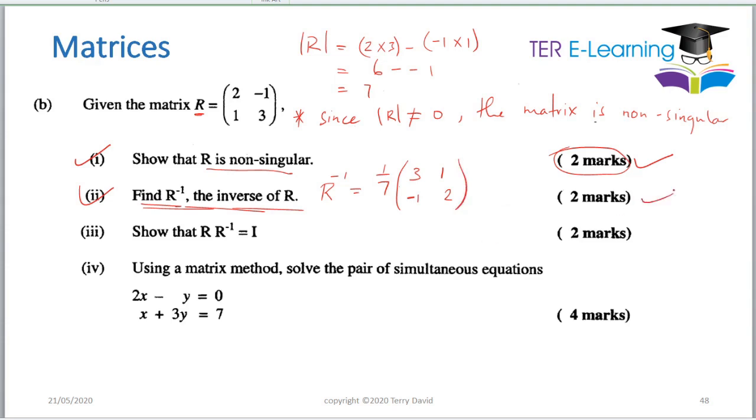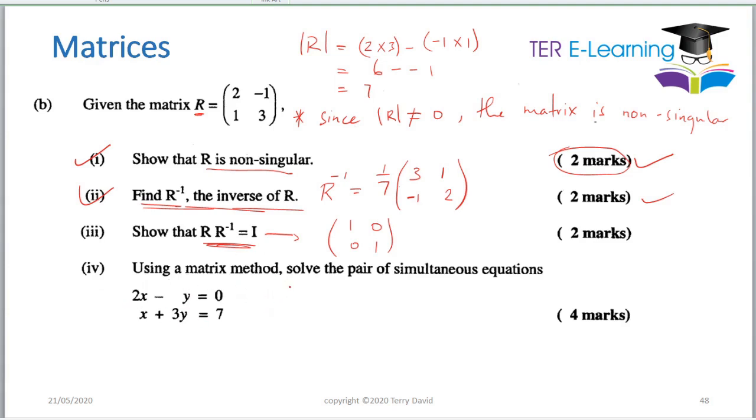So again, 2 marks just for writing that. Then they're asking us to show this. Well, you're going to have to multiply that to show that when you multiply a matrix by its inverse, we get the identity matrix. So the identity matrix we know is 1 0 0 1, right? And then the last part now, they want us to use the matrix method to solve this simultaneous equation.